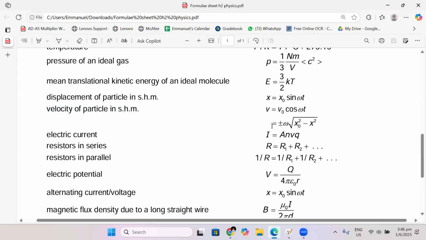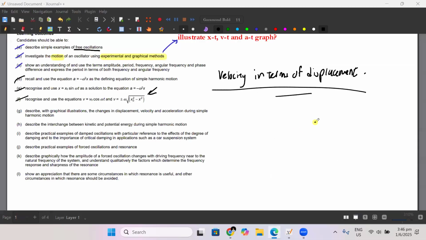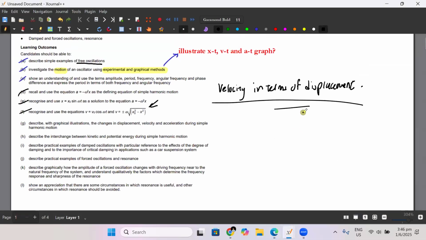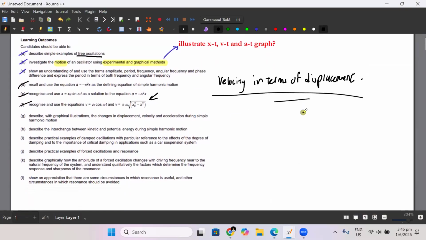Okay, and you get this plus minus omega square root of x naught square minus x square. Yeah. Okay, so it should be quite easy. Yeah, then we're done with DEF already. Yeah, we're also done with this.